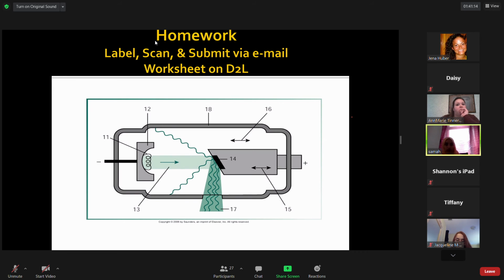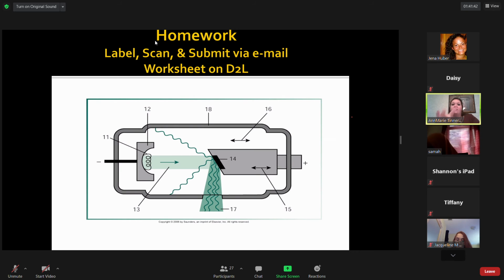Which one were you looking at? I'm looking at this one that's on the screen. What is this portion called? The glass. The glass tube. Is it the glass vacuum tube? Here we go. All right, it's the glass window. The glass window.